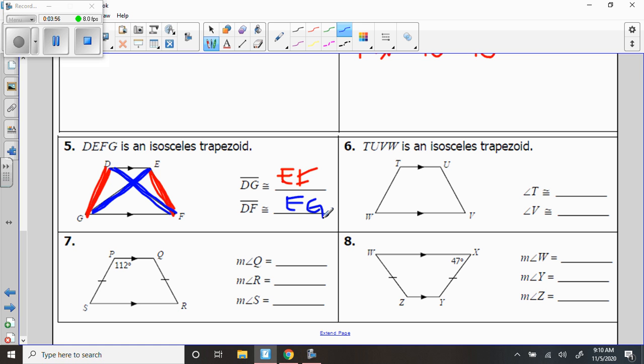Now, just like the regular trapezoid, these two do add up to 180. But what you have to remember here is that this is like a mirror down the middle. Everything over here is equal to something over here. So now T and U are equal, and W and V are equal.